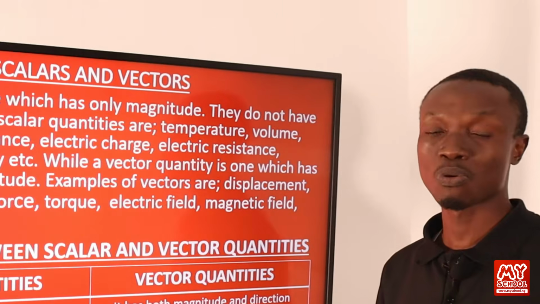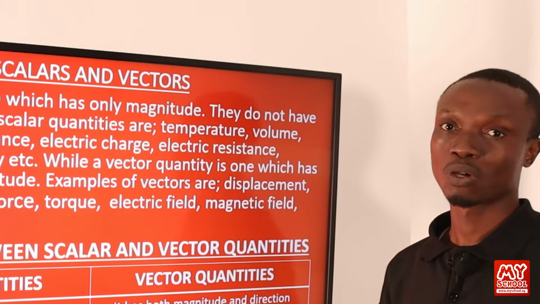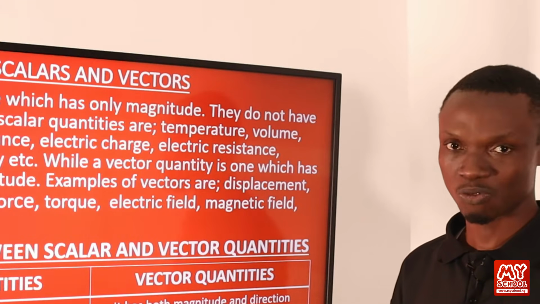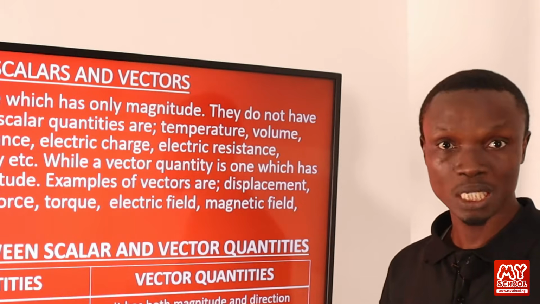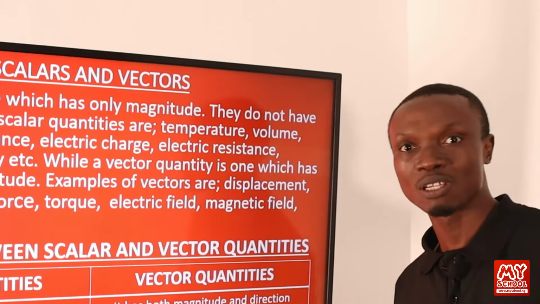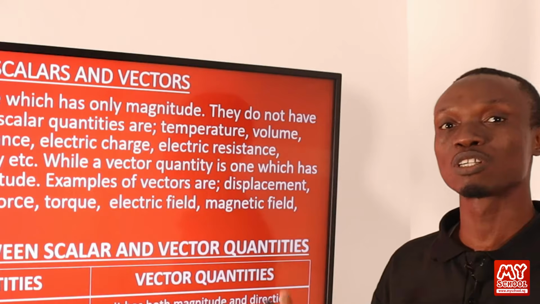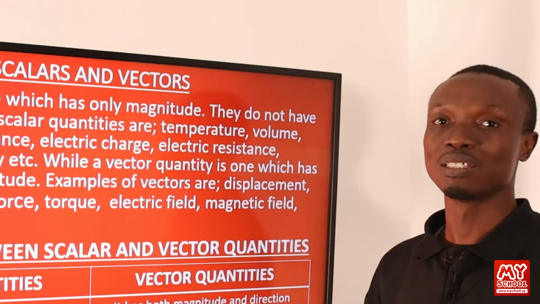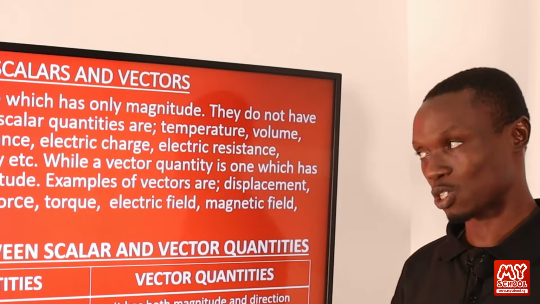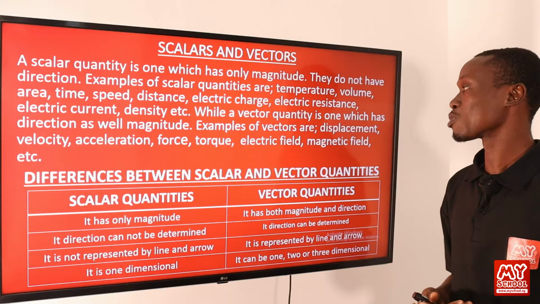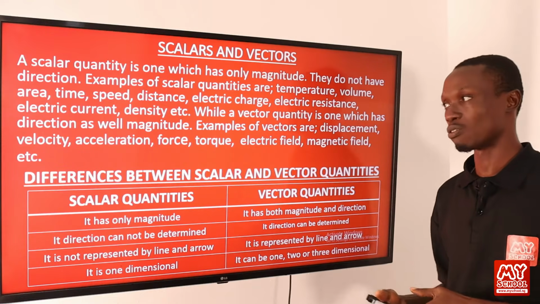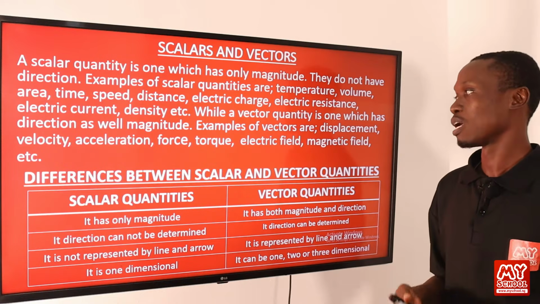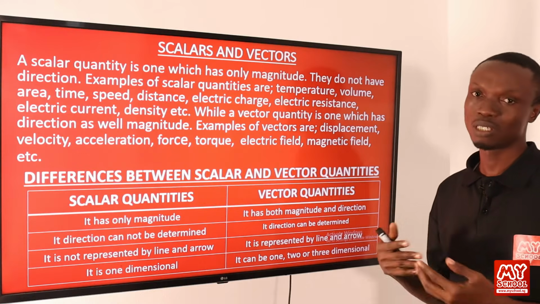Let's take for example displacement. In specifying displacement, let's say an object is displaced 10 kilometers, 50 degrees northwest. The 50 degrees northwest shows the direction of the displacement. Examples of vector quantities include displacement, velocity, acceleration, force, torque, electric field, magnetic field, etc.